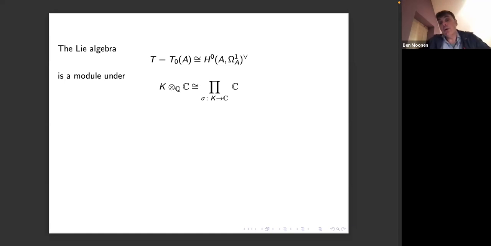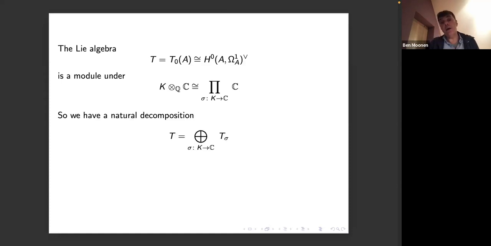But that's just a product of copies of C according to the different embeddings of K. So that means that your tangent space at the origin decomposes according to the complex embeddings of your field. And now let me introduce some numbers.